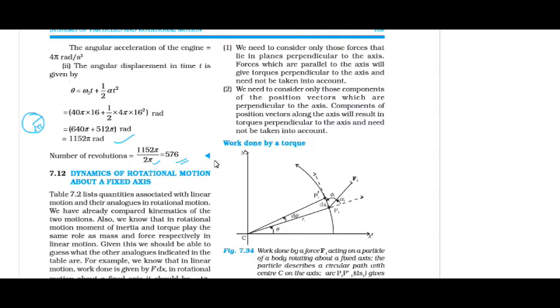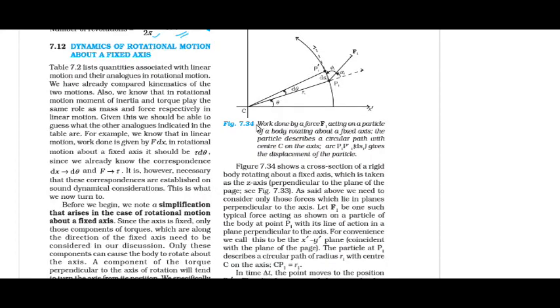So the number of revolutions, if we want to find, we divide by 2 pi, and we get this value. Now we'll discuss dynamics of rotational motion about a fixed axis. Table 7.2 lists quantities associated with linear motion and their analogues in rotational motion. So let us see table 7.2.